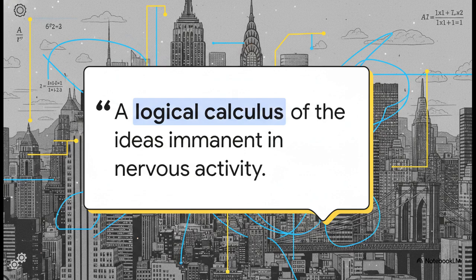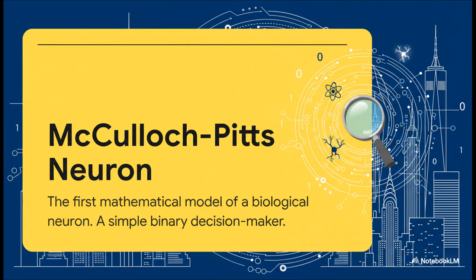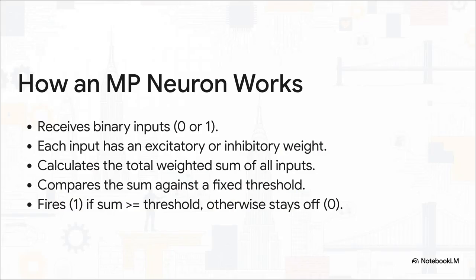This single paper basically laid the foundation for the entire field of AI. And out of that paper came the McCulloch-Pitts neuron, or the MP neuron. This thing, it's basically the first ever mathematical model of a brain cell. It's like the atom of artificial intelligence, a super simple little unit that can only make one decision, yes or no. So, how does this little atom work?